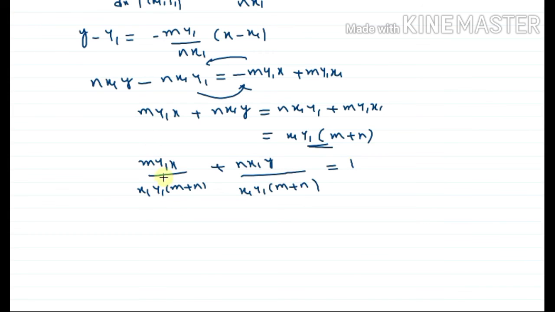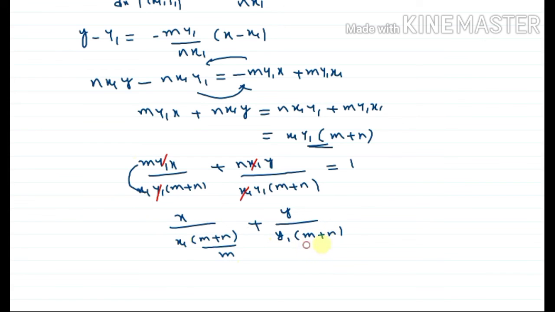Here again y1 gets cancelled, x1 gets cancelled. So this can be written as x divided by x1 into m plus n divided by m, this term goes to the numerator, again y divided by y1 into m plus n divided by n is equal to 1. Now this is in the form of x by a plus y by b is equal to 1. This is equal to a and this is equal to b.